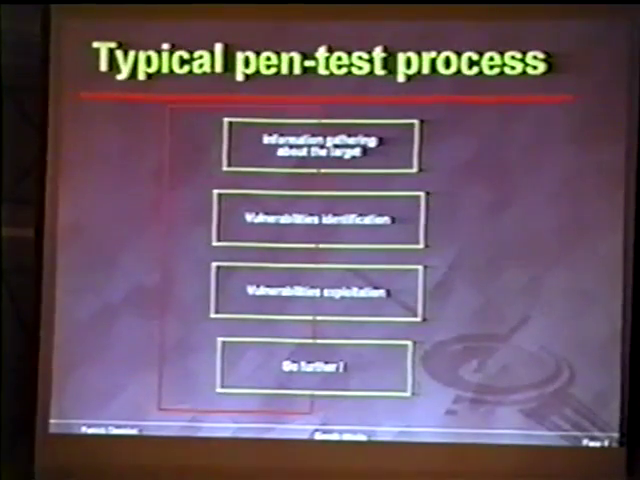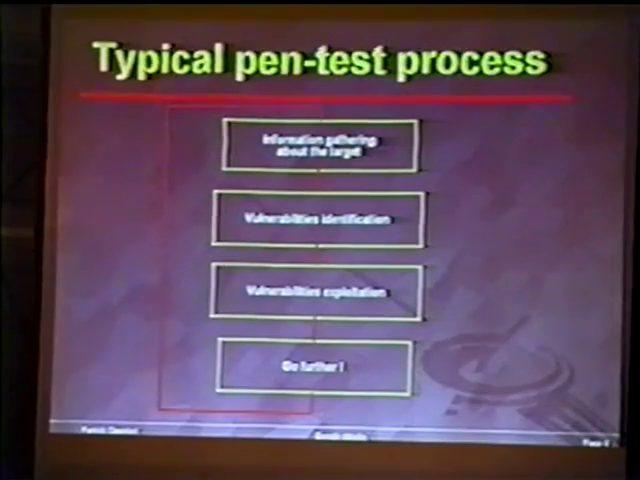So you have here the typical pen test process. The first phase is information gathering about your target, okay? Then you identify the vulnerabilities on the target systems. Then you exploit them. And if you can go further, you go more in depth in the target architecture, in the target networks, in internal networks, etc. So the information gathering is the first step, but also some steps further.